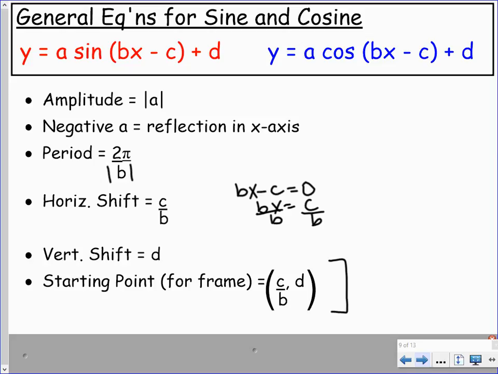This is what I'm going to have you practice on your homework tonight, writing out the starting point for what we're going to call the frame of your graph. And so that's how we're going to graph tomorrow, so we call it the framing method. So the starting point for your frame will be C over B, comma D.